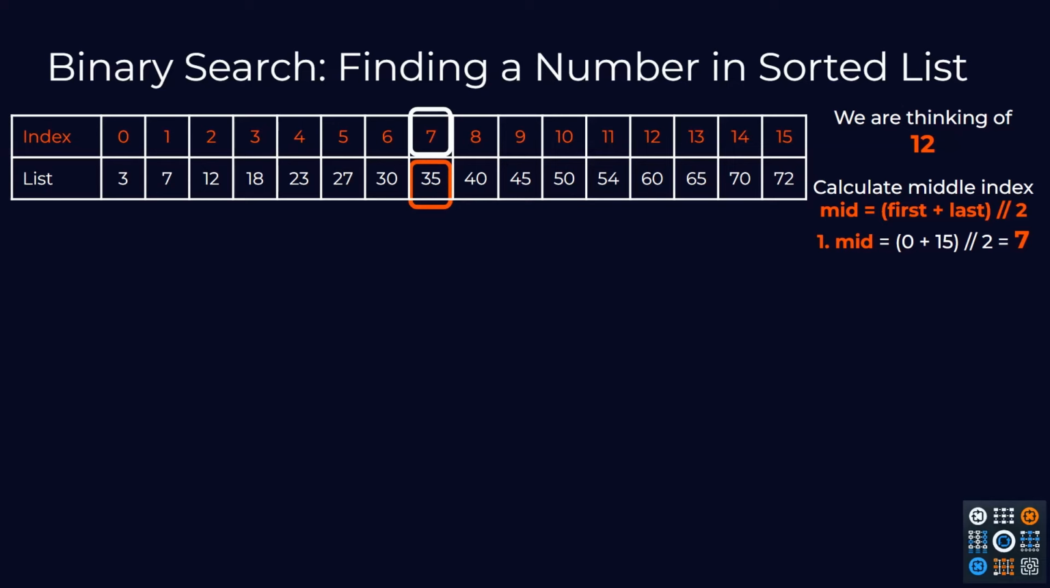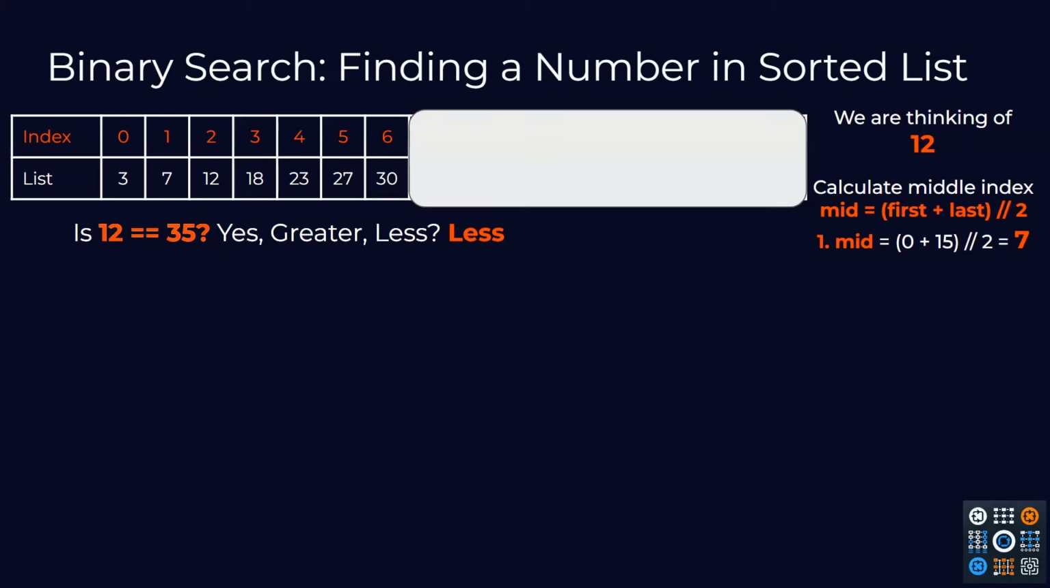The element at index 7 is 35. Since 12 is less than 35, we know 12 must be on the left side of the list. And why should it be to the left? Yes, because the list is sorted. So we discard everything from the current mid index, that is 7 to 15. Now our range is from index 0 to 6.